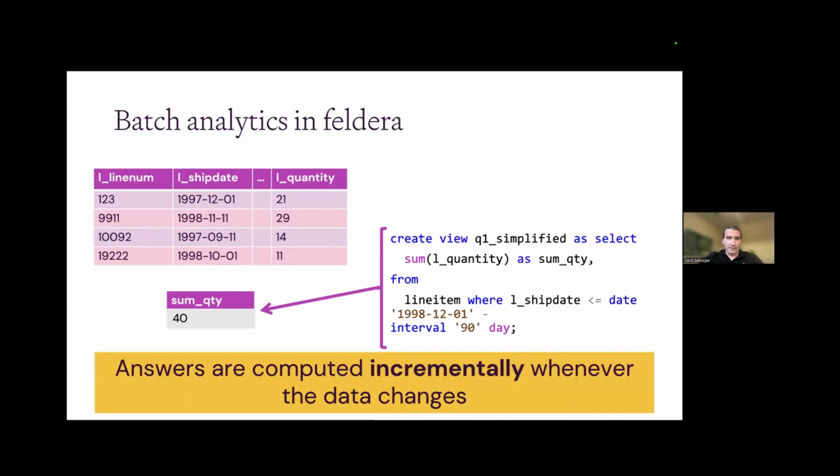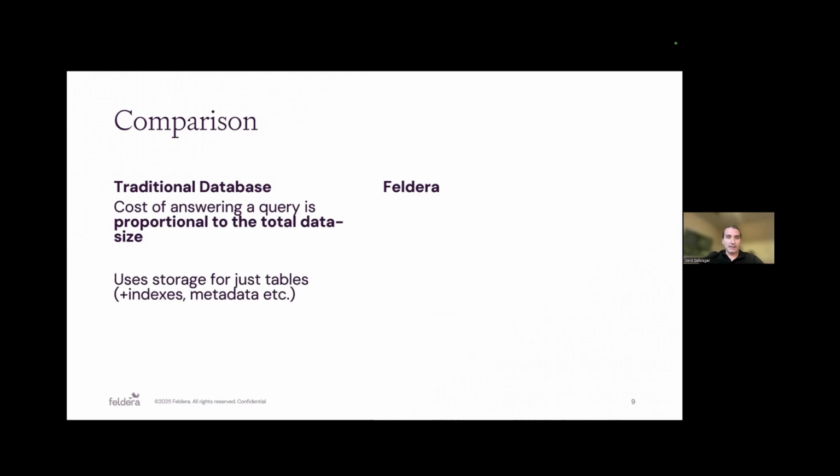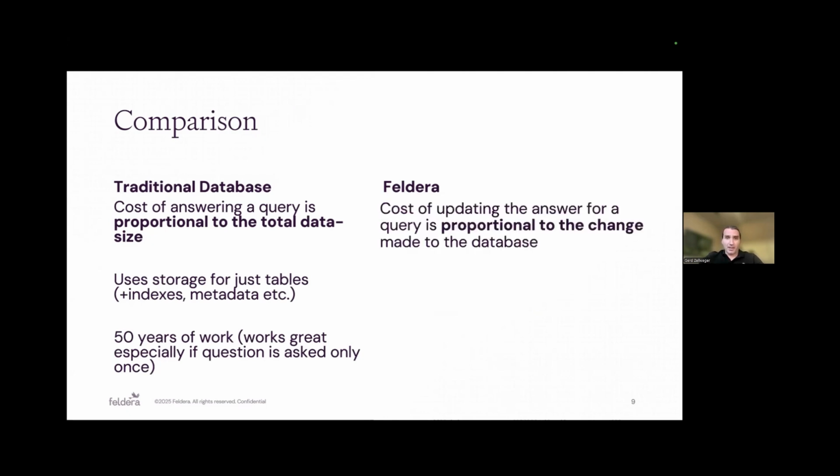So just to compare the 2 things a little better, I also want to go over this slide here. Again, we saw that in a traditional database the cost of answering a query is proportional to the data size. The other thing that traditional databases do is use storage mostly just for the tables, and some for indexes and metadata, etc. And traditional databases work great, especially if you're asking a question only once. In contrast, in Feldera, the cost of updating the answer for a query is proportional to the change made to the database, right? So that's just the 2 slides we've seen just before.